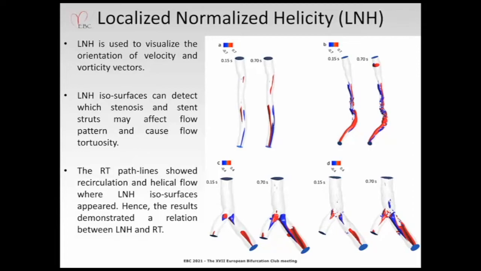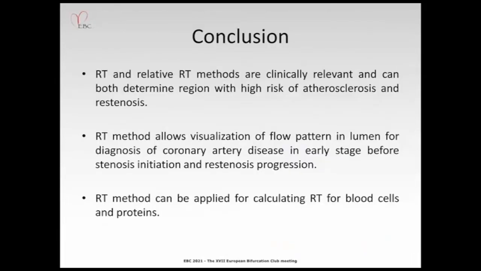We also considered a parameter called localized normalized helicity, LNH, and it was used essentially to visualize the orientation of velocity and vorticity vectors. The iso surfaces can detect where stenosis and stent struts may affect flow pattern and cause flow tortuosity. The residence time path lines showed recirculation and helical flow where the LNH iso surfaces appeared, so they correlated, and hence we see a relationship between the two.